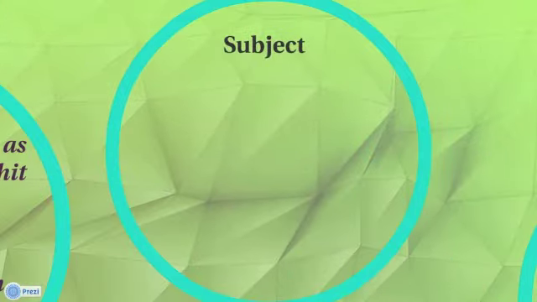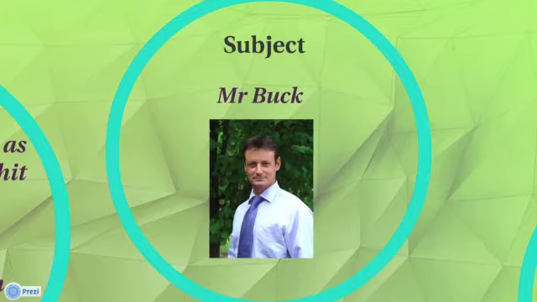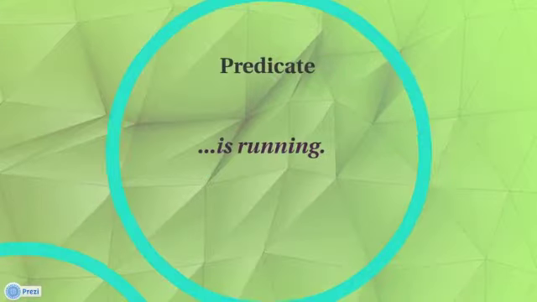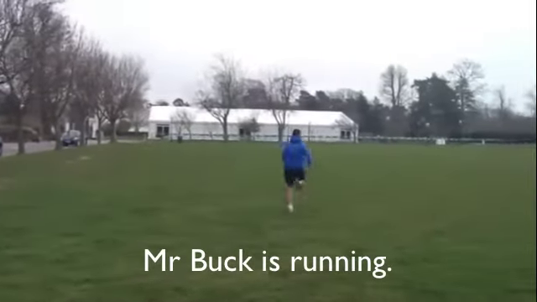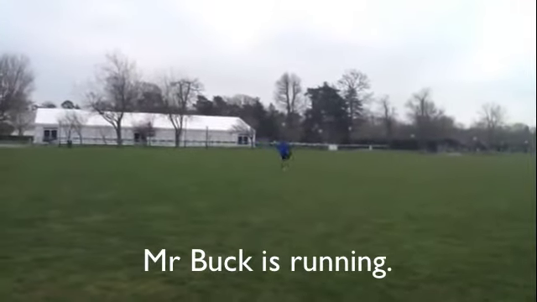So let's take another subject. Or maybe let's just stay with the same subject, Mr. Buck. So let's add another predicate. And this time we're going to add an action predicate, is running. So let's take a look at the simple sentence, Mr. Buck is running. And here we see Mr. Buck is running.